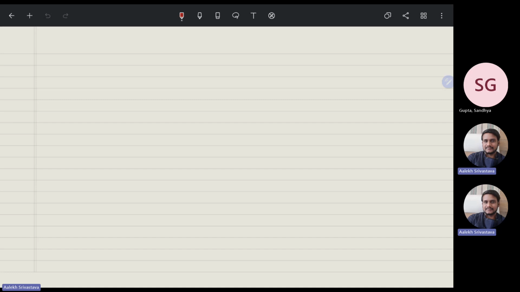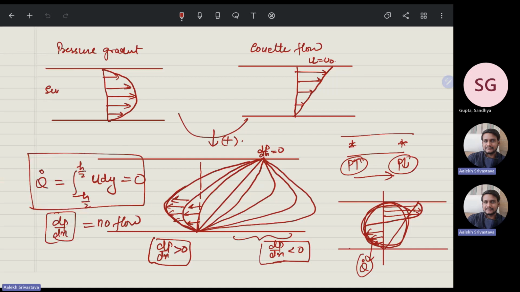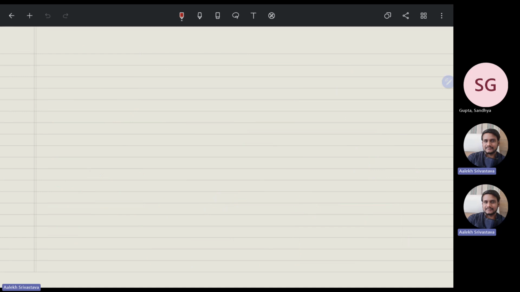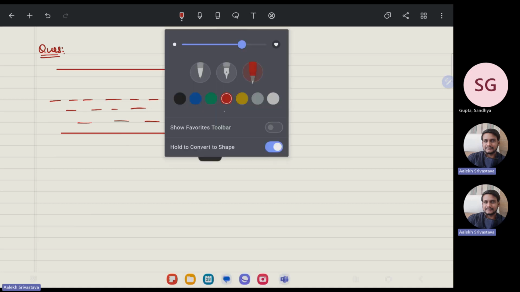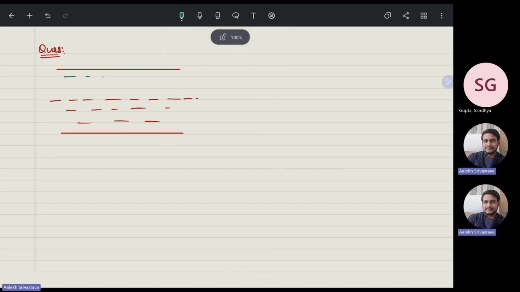Okay, another part. Now this is a case where only a single fluid is flowing in this channel. What happens if there is another condition? Another question is what happens if in the channel you have two fluids? Suppose it is like this. This is fluid one, and this is fluid two.